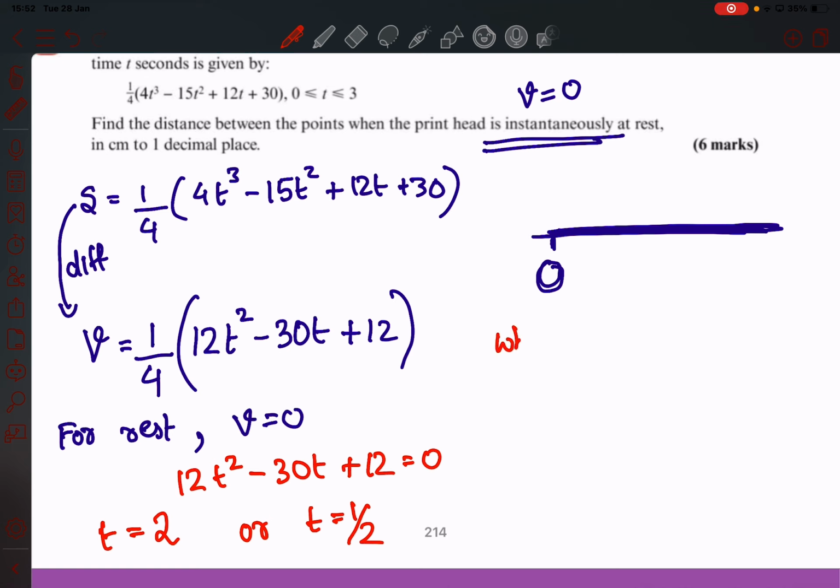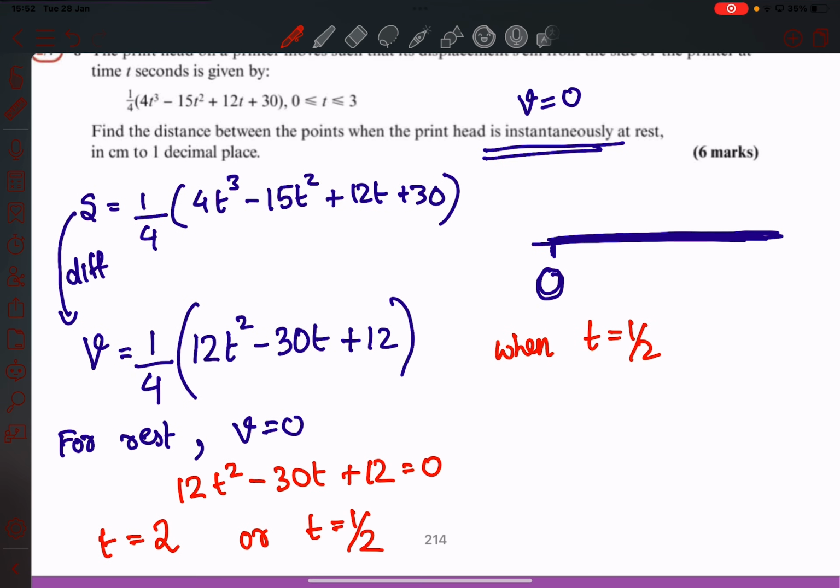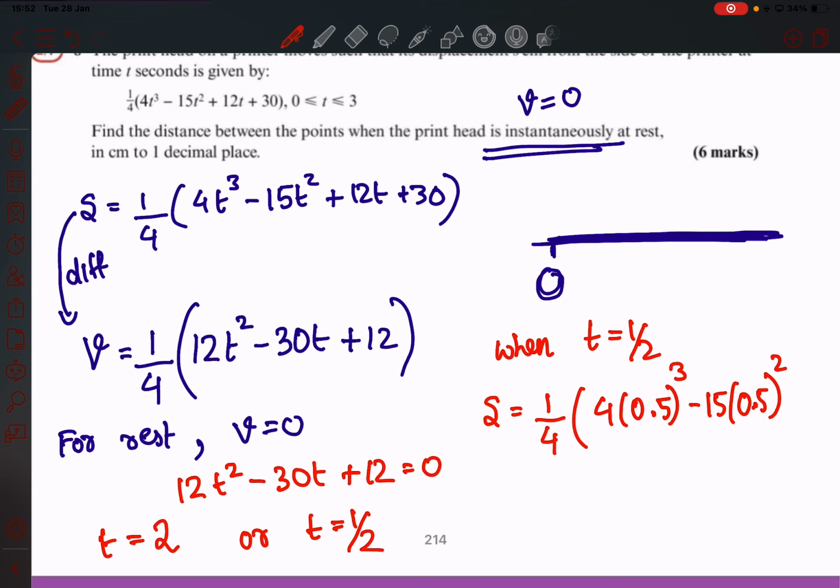So let's see. When t equals half, where should I plug in the t equals half? Because we are trying to find the distance between these 2 things, I should plug this into the distance expression. So when t equals half, displacement is 1/4 of (4 times 0.5 cubed minus 15 times 0.5 squared plus 12 times 0.5 plus 30). Can somebody tell me what that would become?